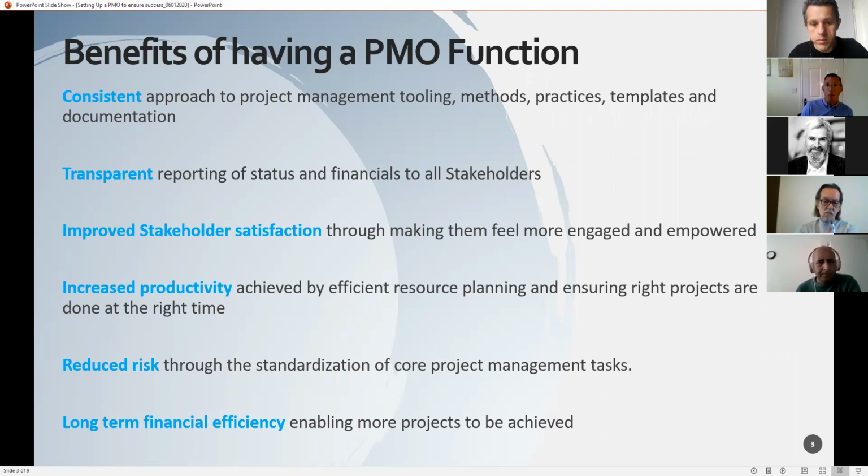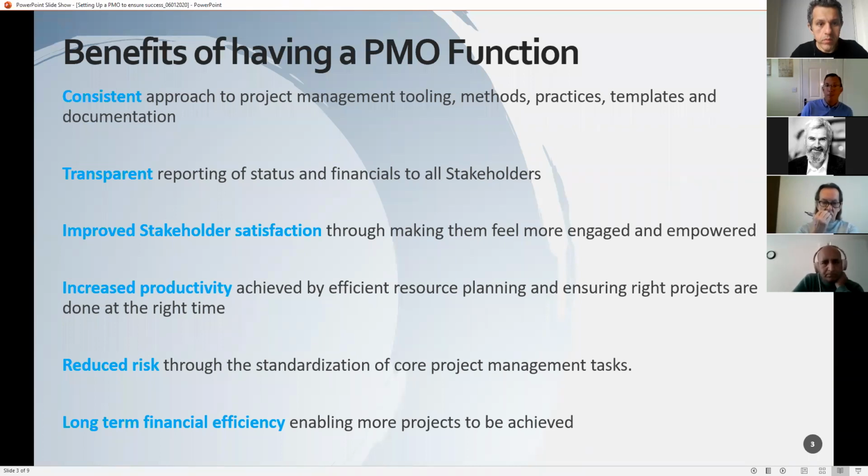Next, transparent reporting of status and financials to all stakeholders. So again, going back to my point of the negatives that you may be seeing now, by putting this together, there's going to be a consistent set of records, one set of numbers, and statuses that go through in a consistent manner.